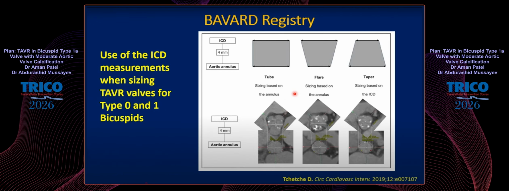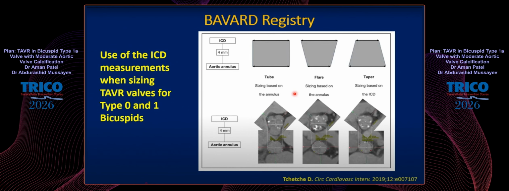So this is a Bavard registry based on which we consider sizing in bicuspid aortic valve. There are 3 types of anatomy. You compare the ICD, the intercommissural distance, with the annulus diameter. If both are same, you size the valve based on the annulus.